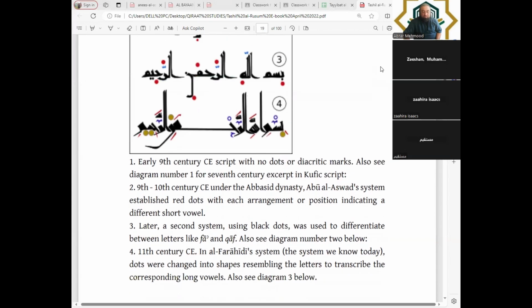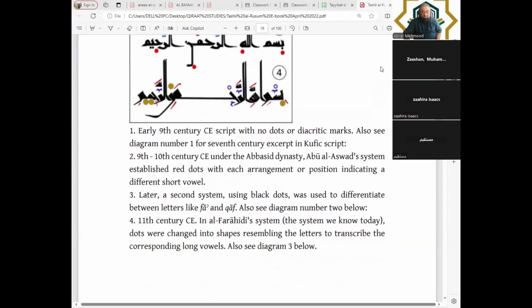11th century CE in Al-Farahidi system, the system we know today. Dots were changed into shapes resembling the letters to transcribe the corresponding long vowels. Also see diagram 3 below.